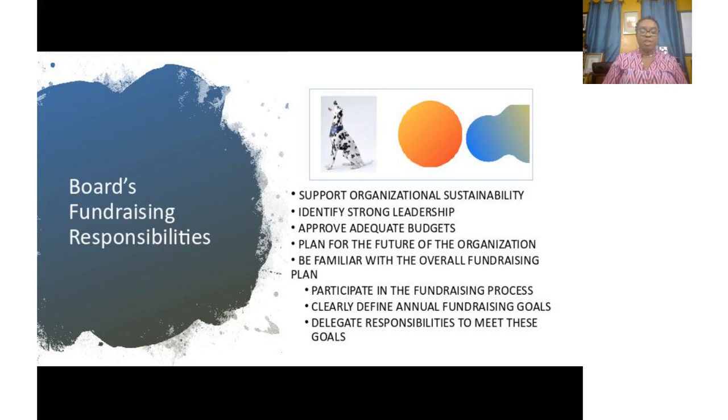Now, that's a lot of information, but nonprofit board members have many responsibilities when it comes to raising funds for the organization. Some of these responsibilities pertain to the board as a whole. Others are the responsibility of each individual board member. So what we just went over is what the board as a whole must do. But there are some individual responsibilities that each board member also has. But let's continue to talk about the board fundraising responsibility.